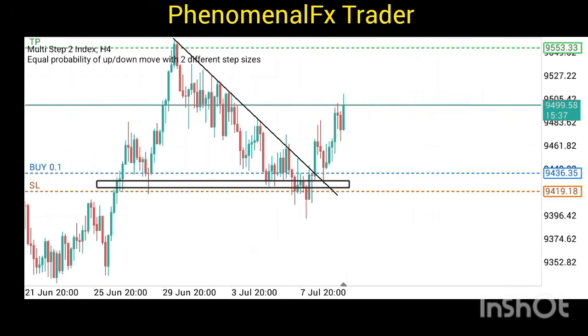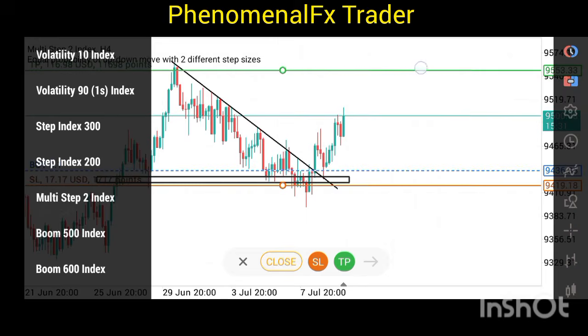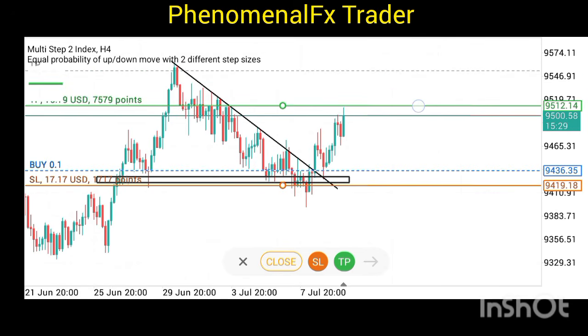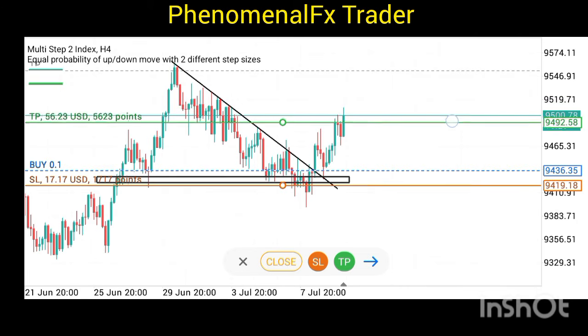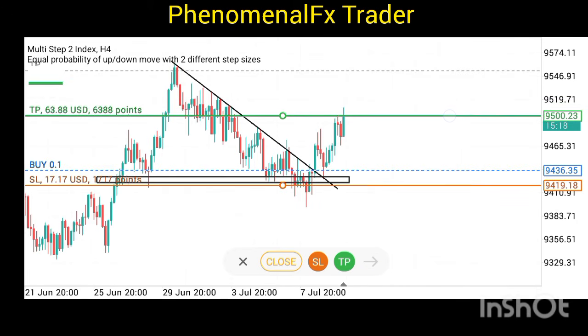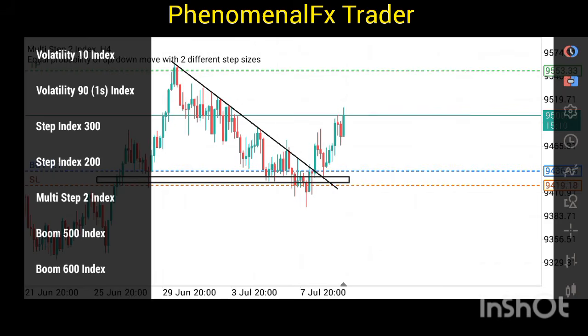Then I took my entry right from here, I think since yesterday. The last time I checked, with the minimum lot size of 0.1 that requires less than $4 to take the trade, it made up to $73 in profit. Now it has gone down a bit to about $63. So it is moving massively, and I'm still expecting it to buy up to this level, guys.